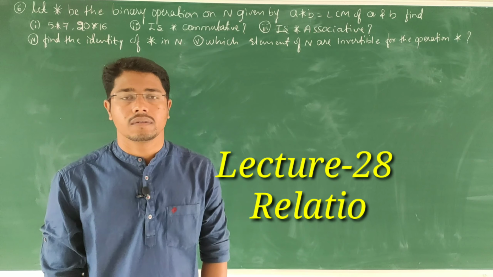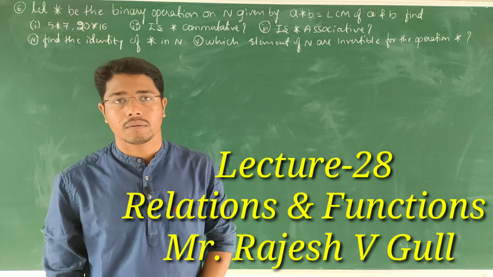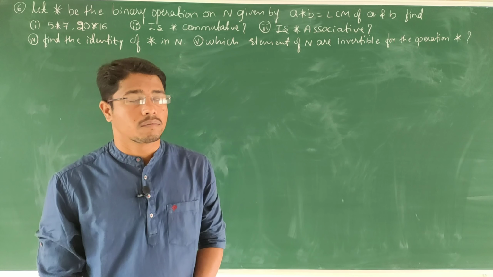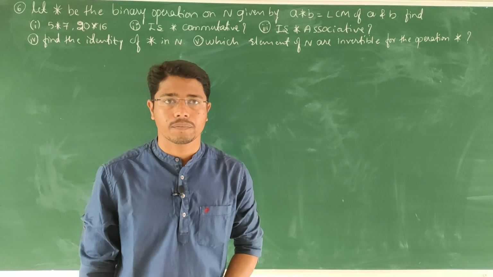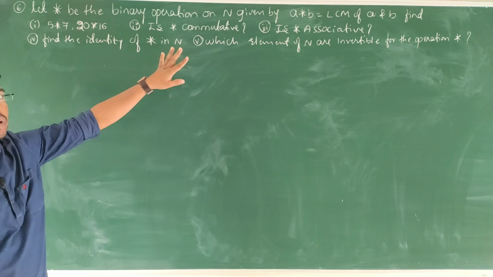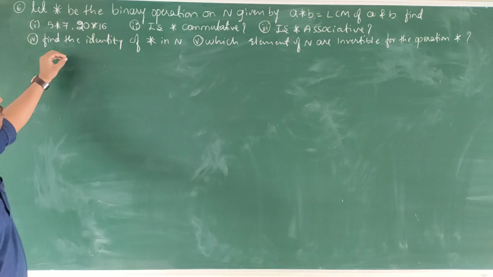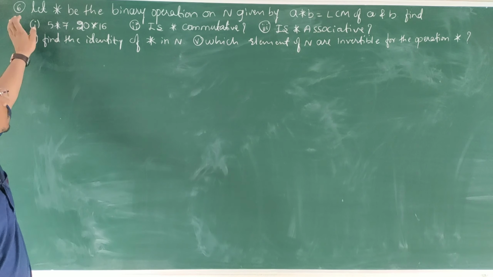Dear students, welcome back. Let us continue the problems of binary operation from exercise 1.4. Let us see the next question, question number 6. Let star be the binary operation on N given by a star b equal to LCM of a and b. We have to find the following. There are five sub-questions for question number 6.